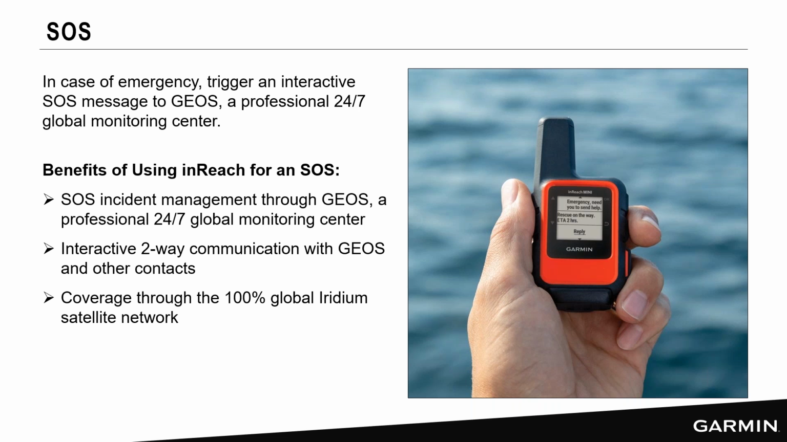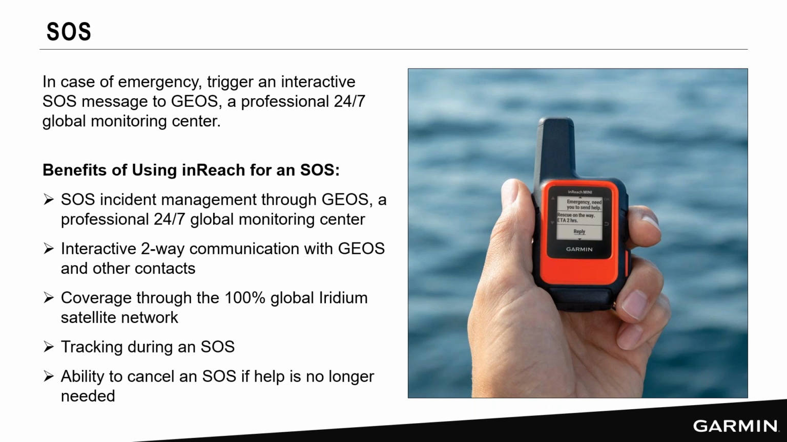Everything that we've talked about with the Iridium satellite network takes advantage of their 100% global coverage. That means from the North Pole to the South Pole and the summit of Everest, everything in between, you're covered, and GEOS can monitor and help you there. They also have tracking capabilities. Should you be in an emergency, perhaps your boat is drifting, or perhaps something has happened and you need to move away from the location where the emergency started, they can track that as it's happening. And there's the ability to cancel an SOS if it's no longer needed.